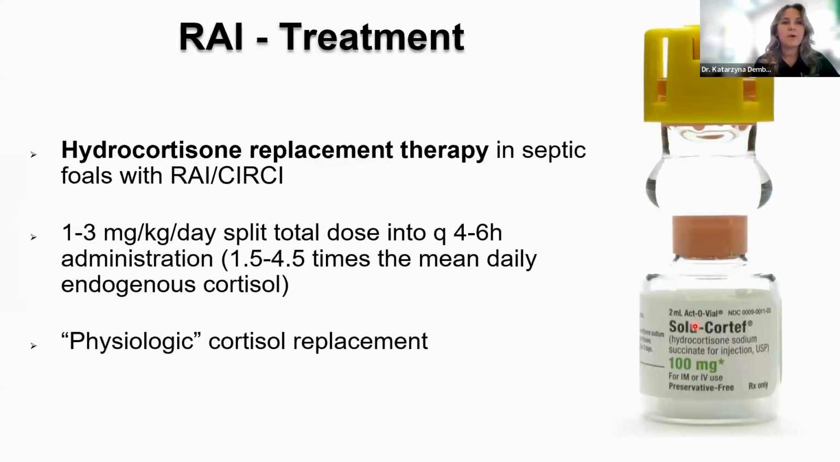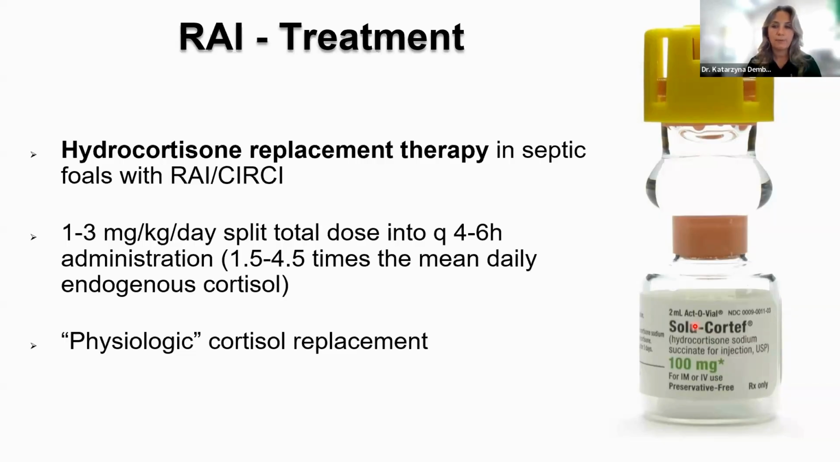Okay. So now, once we have a diagnosis of adrenal insufficiency, then the treatment is hormone replacement therapy with hydrocortisol. The dose is 1 to 3 milligrams per kilogram per day. So that's the total dose. That is split into multiple doses every 4 to 6 hours. The idea is that this is 1 to 4 times the mean daily endogenous cortisol concentration.